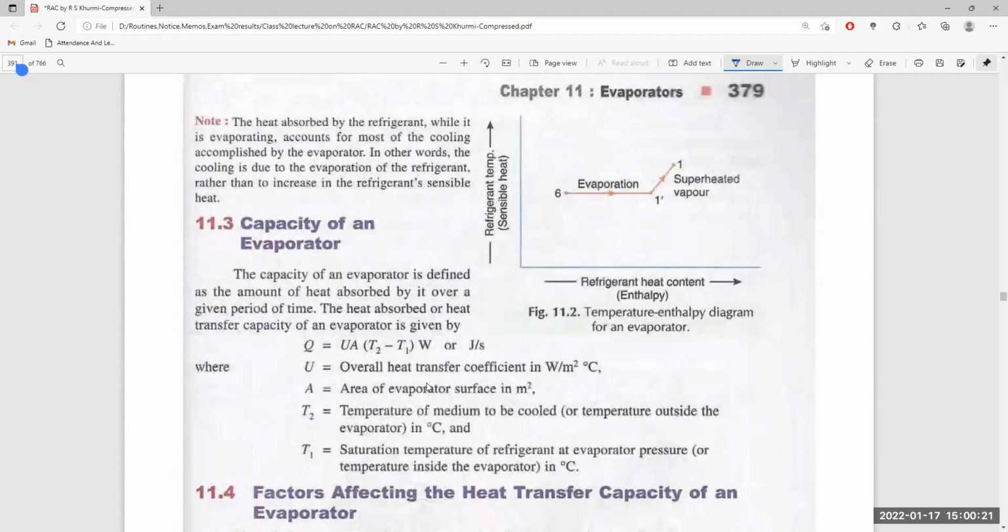The capacity of an evaporator is defined as the amount of heat absorbed by it over a given period of time. That means how much heat it is absorbing over a period. The important thing is the period of time: in a certain amount of time, how much heat is absorbed, or heat transferred.